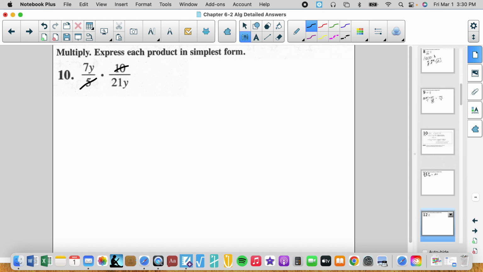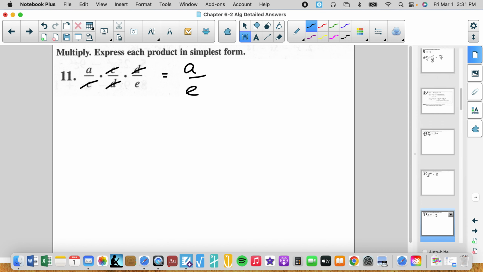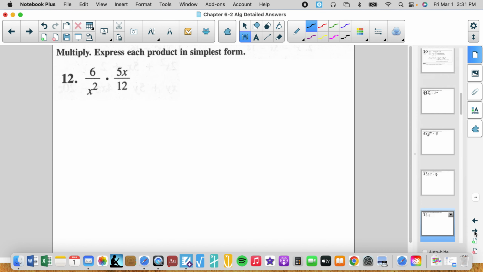The 5 and the 10 become 2. The 7 and the 21 becomes 3. The y's will just cancel, and you're left with 2 over 3. And again, I mean, you can lose things in this canceling. This is where you won't lose anything, but I'll show you in the next one.